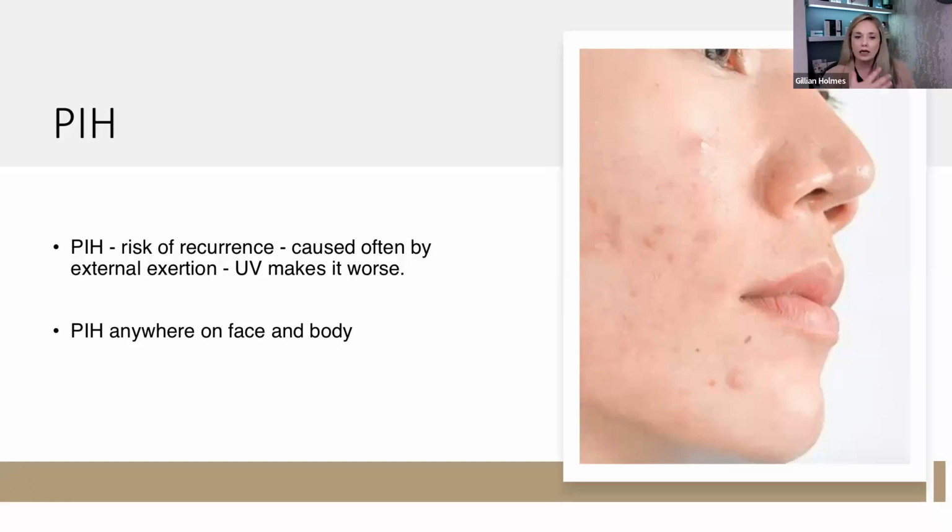And it can rectify on its own, going through a number of different skin life cycles, providing the inflammation is no longer there. However, again, exposure to UV can make the condition a lot worse. Post-inflammatory hyperpigmentation anywhere on the face and body can be present. So generally, any areas where inflammation has occurred for whatever reason, that is what you are likely to see.